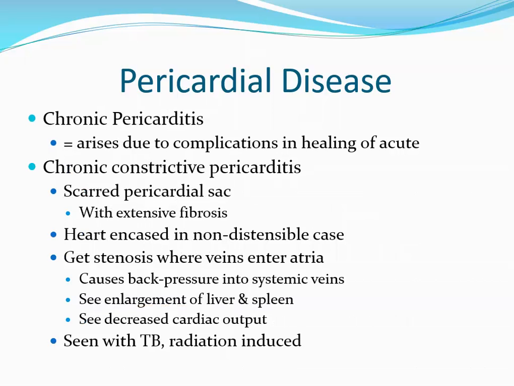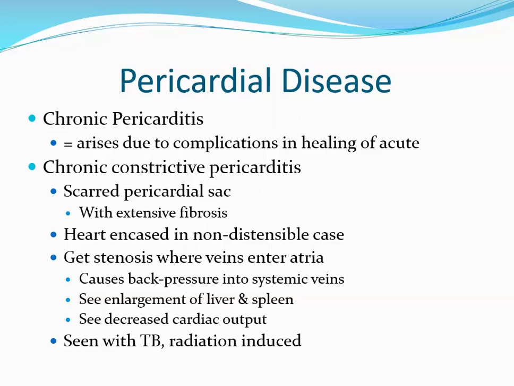Chronic pericarditis often arises due to complications in healing of the acute form. One form of chronic pericarditis is chronic constrictive pericarditis. Here you will see a scarred pericardial sac when the fibrosis has been extensive. Now the heart is encased in a non-distensible sac.